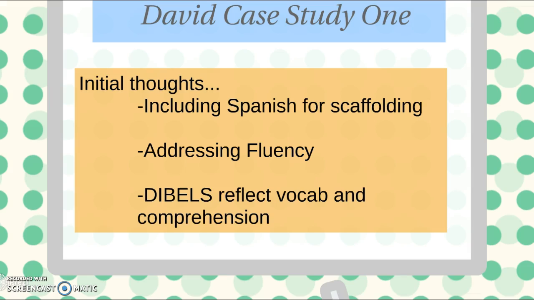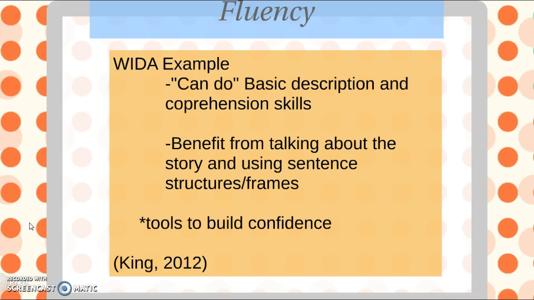So I have some ideas on how you could support fluency, but his DIBELS also reflects that he has some issues with vocab and comprehension. So it's not just limited to fluency troubles. I did want to address some ways that maybe David could be helped with his fluency.